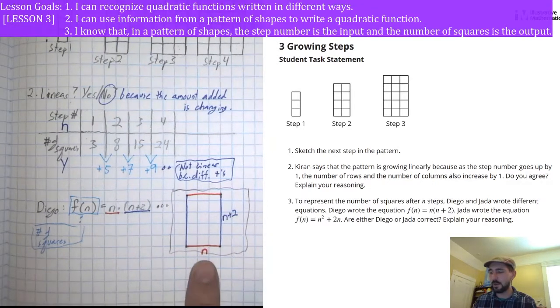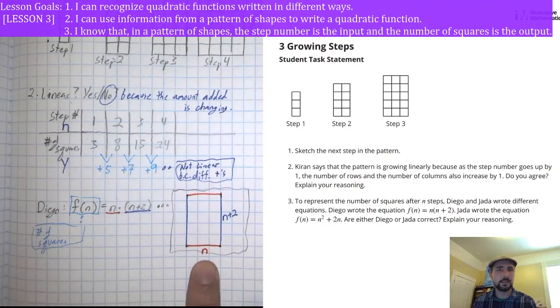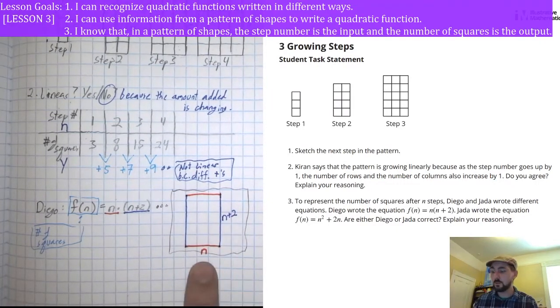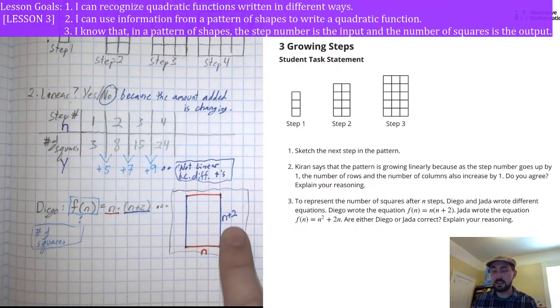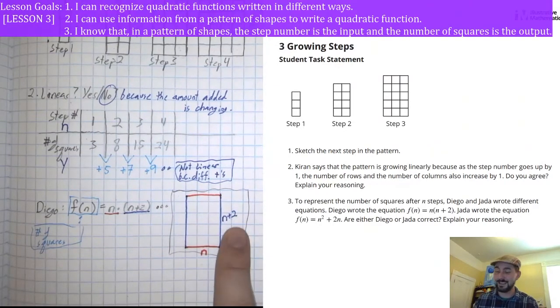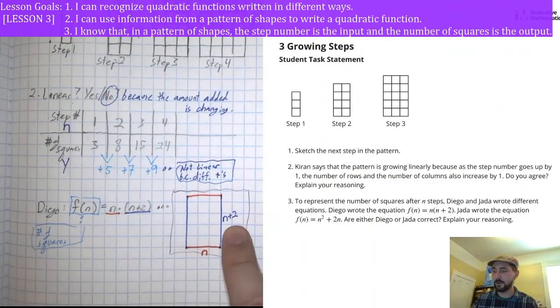In step 1, is the pattern 1 across? Yeah. And is the pattern 1 plus 2, 3 up? Yeah. In step 2, is the rectangle 2 across? Yeah. Is it 2 plus 2 up? Yeah. In step 3, is it 3 across? And is it 5 up? Do you see where I got the 5? 5 up, 3 plus 2.